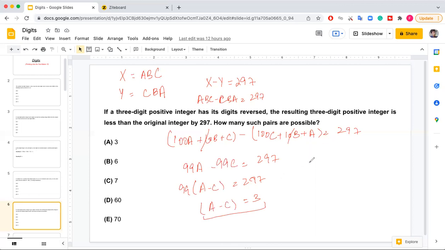For example, if A is 4, 4 minus 1, the result is 3. 5 minus 2, the result is 3. 6 minus 3, 7 minus 4, 8 minus 5, and 9 minus 6, the result is 3 each. So we have these 6 cases, so the answer must be 6. Yes or no?